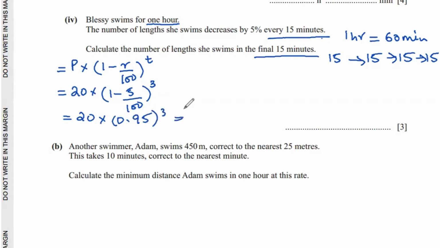And that is going to give us 17.1475. So the number of lengths she's going to swim in the last 15 minutes can be rounded to 17.1.